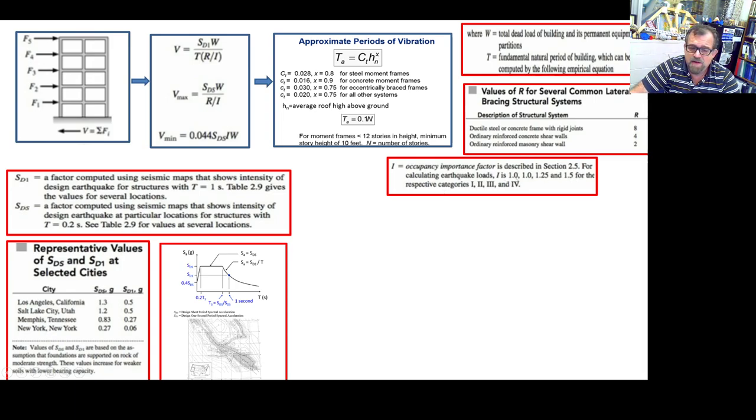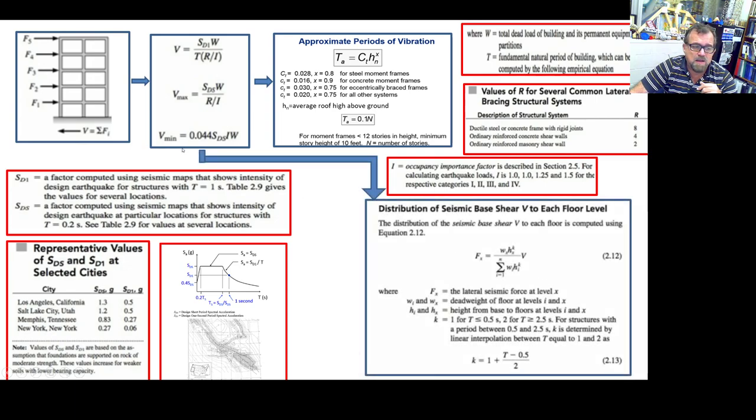Everything is defined in the specifications and depends on the type of structure, the use of the structure, and where the structure is going to be located. And these factors also depend on the geology of the site. And at the end, once we calculate that V, what we do is distribute that V in the different floors. How do we do that?